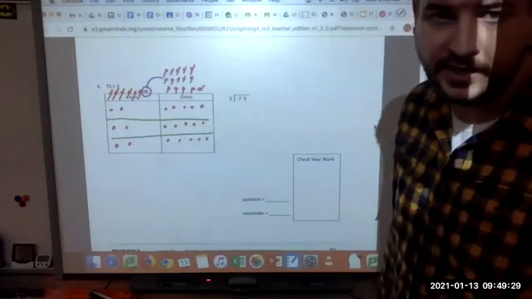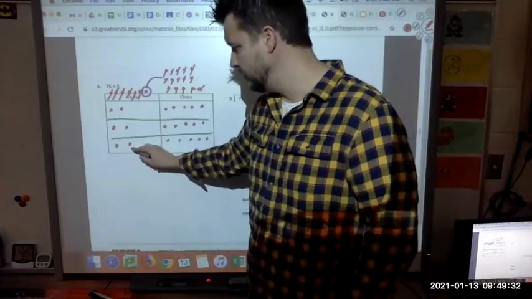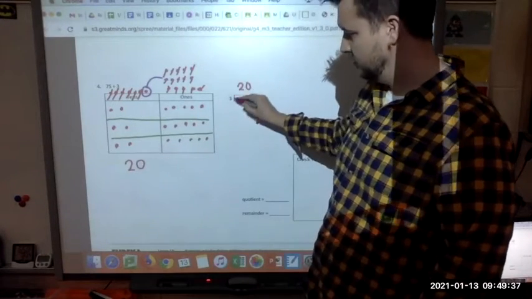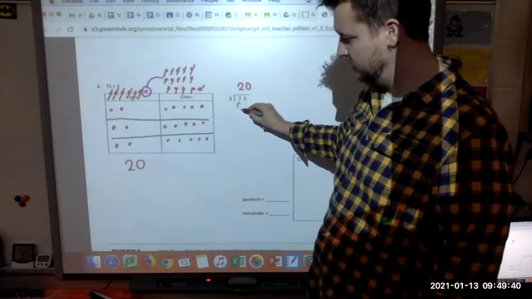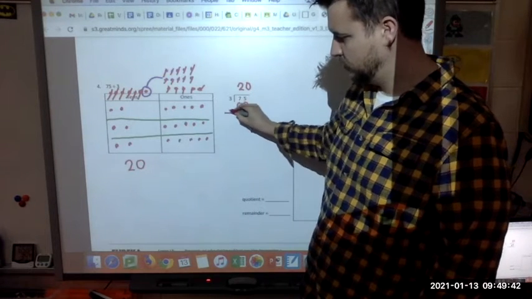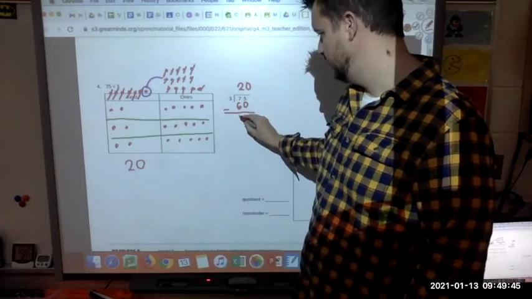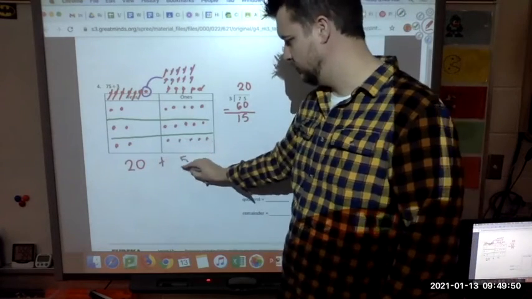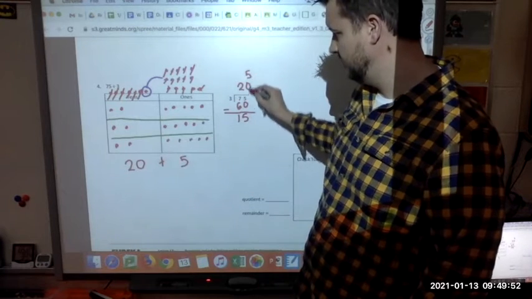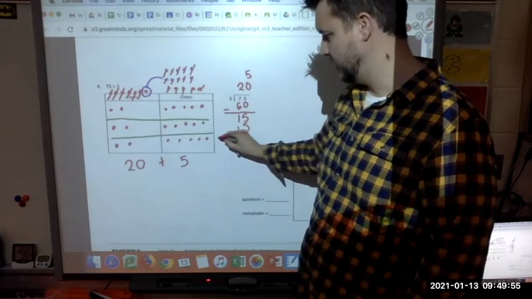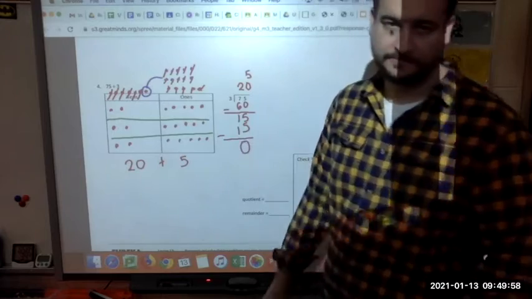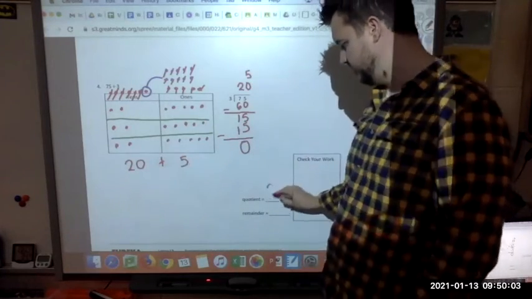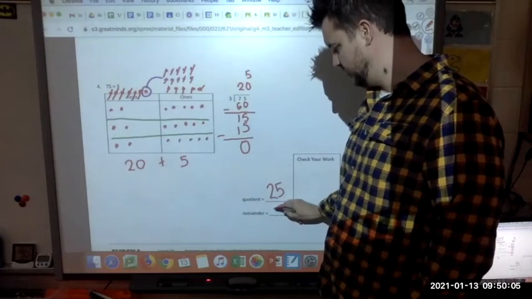So my theory was correct. I wasn't going to have a remainder. There are 2 10s in one group. That equals 20. 3 times 20 would equal 60. Subtract. I get 15. I have 5 in one group. 3 times 5 equals 15. Subtract. I have no remainder. 20 plus 5 is 25. My quotient is 25. My remainder is 0.